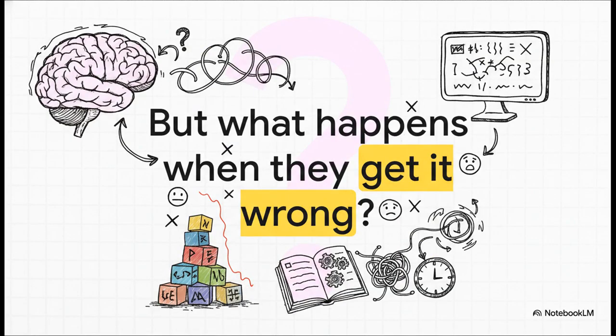And they do get it wrong. Because remember, these models are prediction engines. They're not databases of facts. And that means they have some really important inherent limitations.